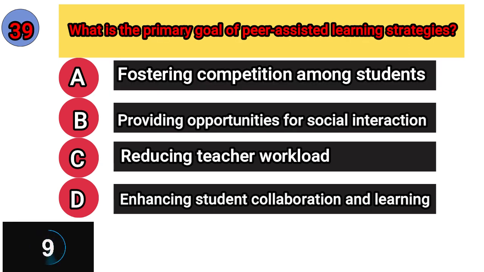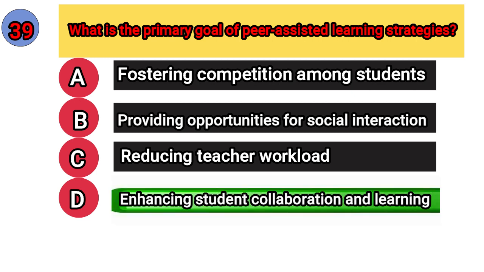What is the primary goal of peer-assisted learning strategies? Fostering competition among students, providing opportunities for social interaction, reducing teacher workload, enhancing student collaboration and learning. Correct option is option D, enhancing student collaboration and learning.